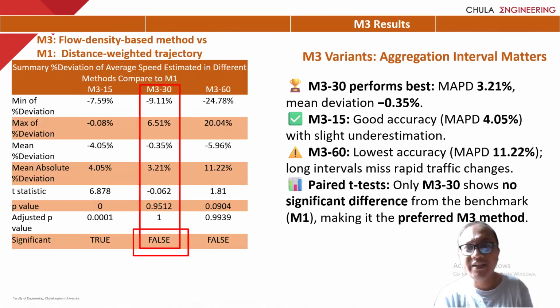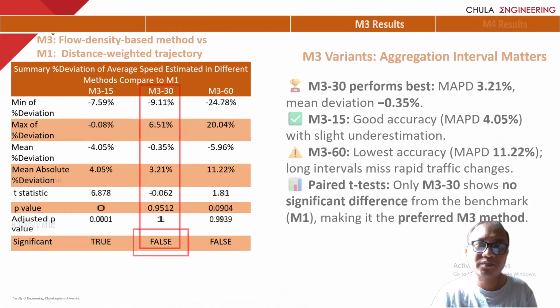M3-15, that is 15-second aggregation, has slight underestimation, and M3-60, that is 60-second sub-aggregation or sub-interval, has the lowest accuracy compared to the other methods. It cannot capture traffic dynamics properly.